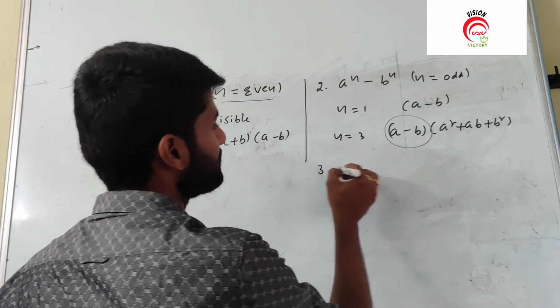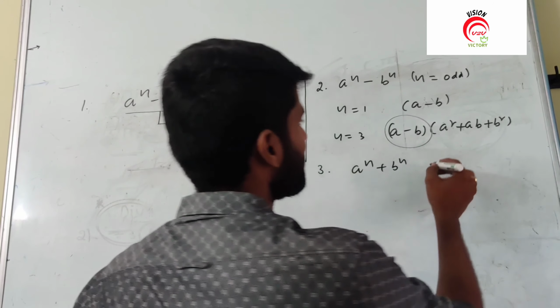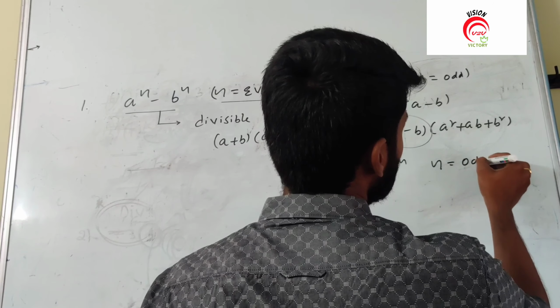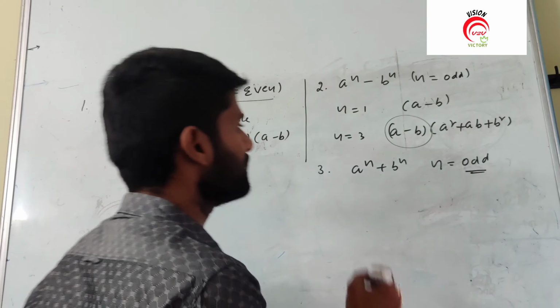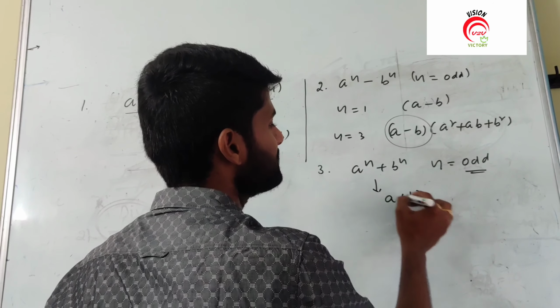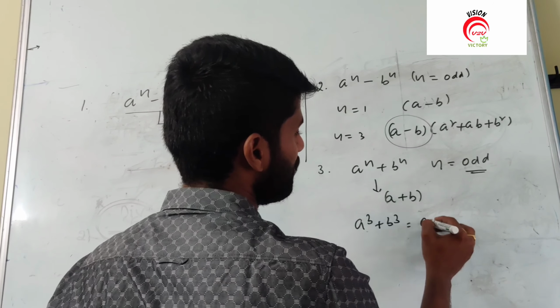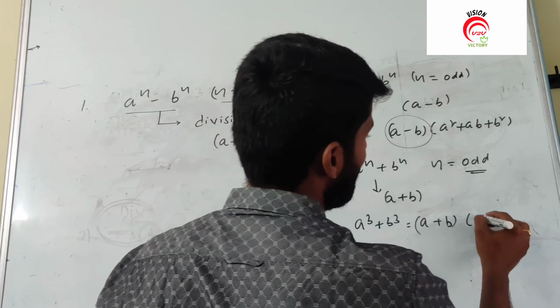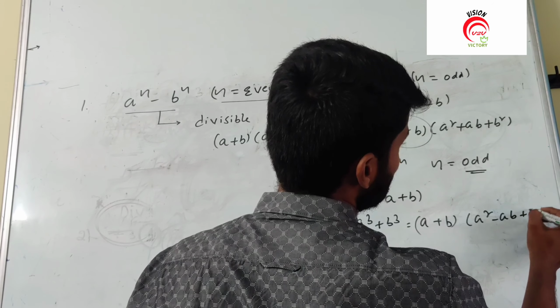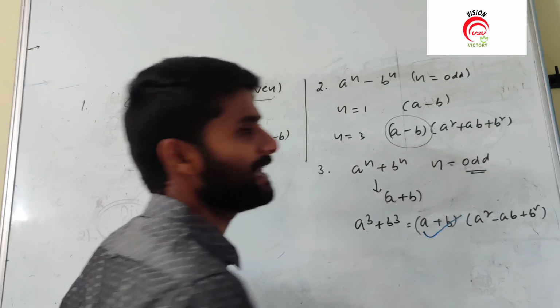Third rule: aⁿ + bⁿ. If n is an odd number, it is always divisible by a + b. Why? Because for a³ + b³, the formula is (a + b)(a² − ab + b²). It means the number is always divisible by a + b.